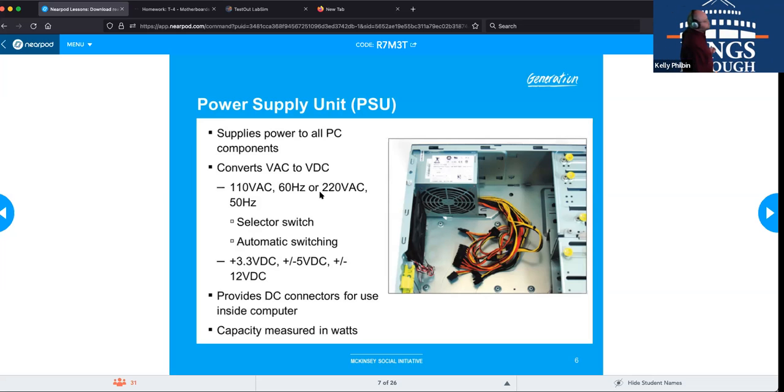Now, there are five different types of voltages that can come out of this power supply to help feed our components so that they can work properly. I do not like the way they've set up this slide because it makes it a little bit confusing. So what I'm gonna do is I'm gonna scratch this out, ignore this right here, okay?